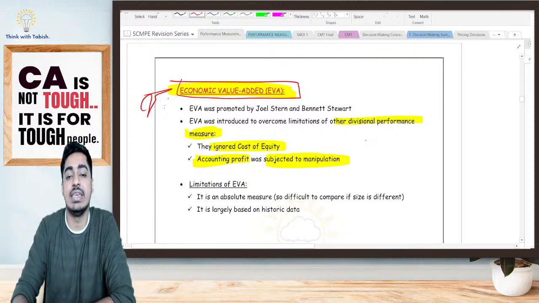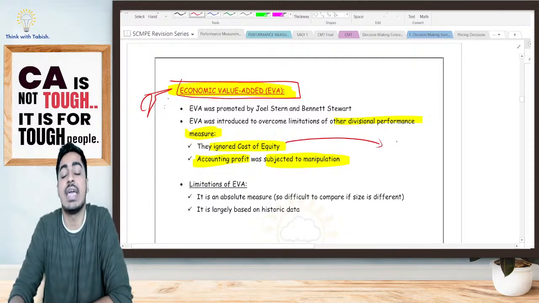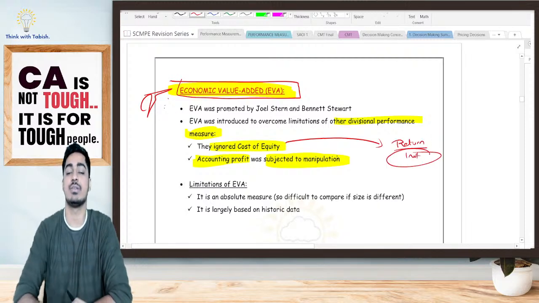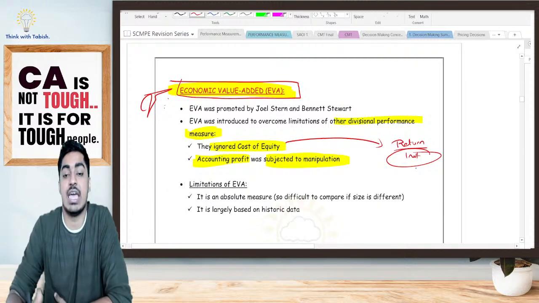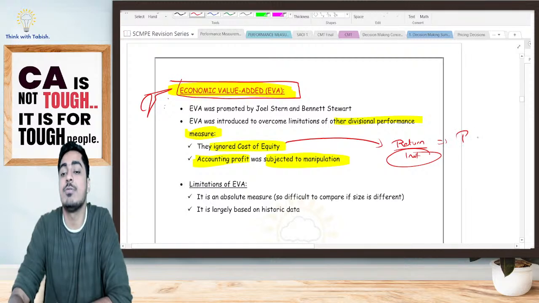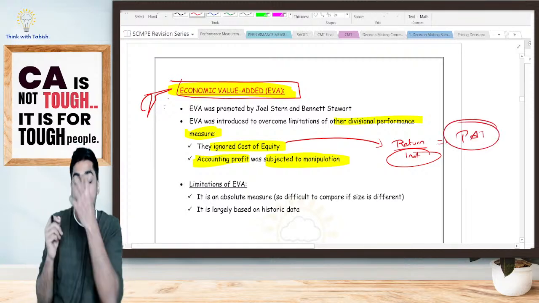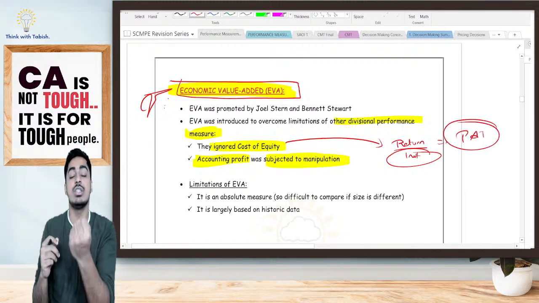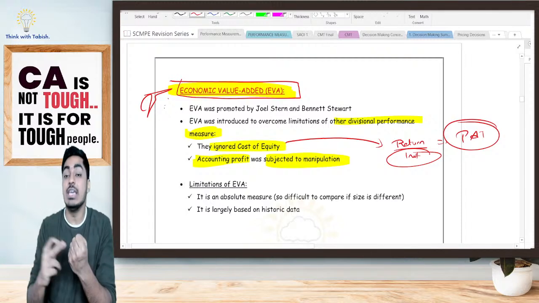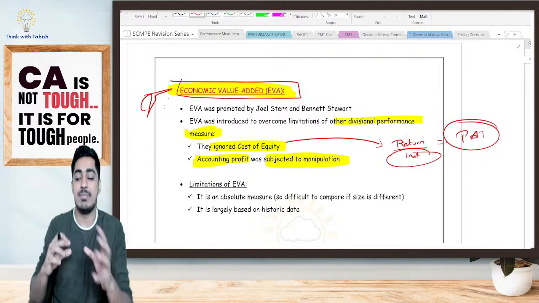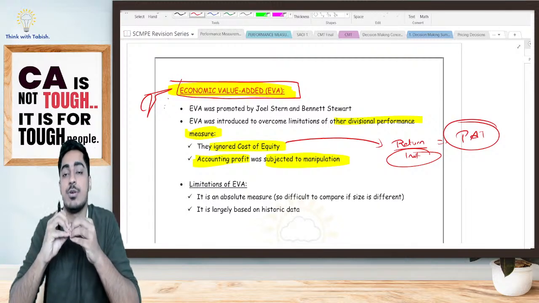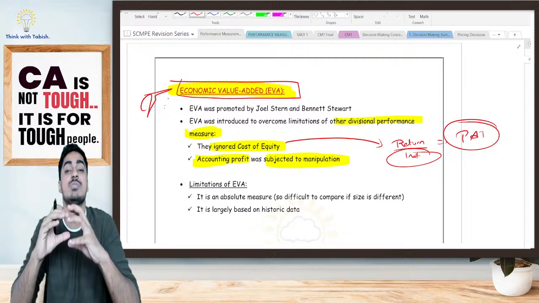In return on investment, how did I calculate? My return, that is my profit, divided by how much investment I have made. In this, I am calculating my profit after tax. This is the profit that I've got, but this is not the complete amount for me. My equity holders are also expecting some amount. Say for example, I have earned 100 rupees profit after paying all the tax. I am telling, okay, this is my amount.